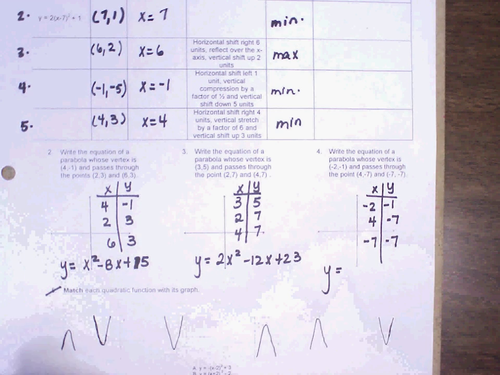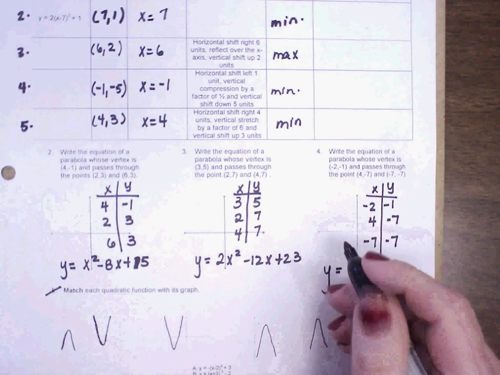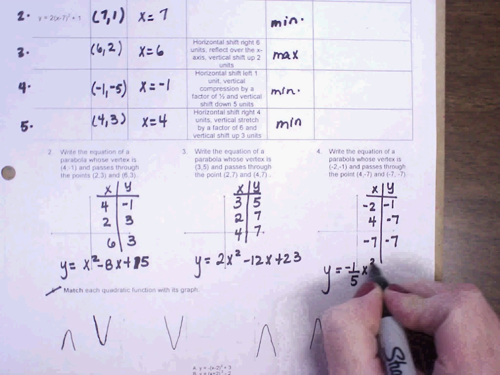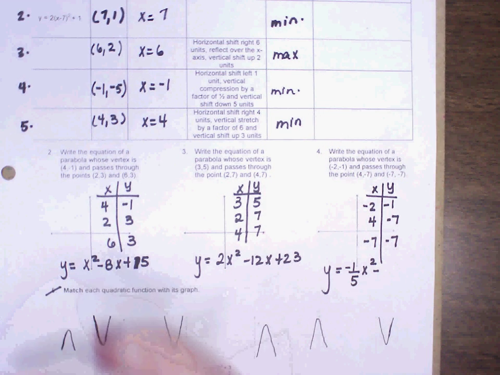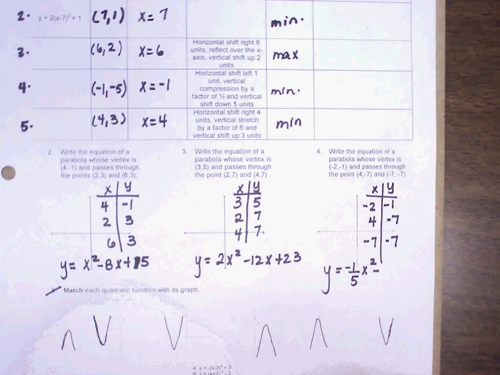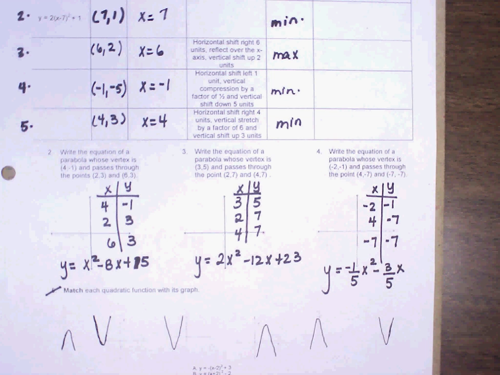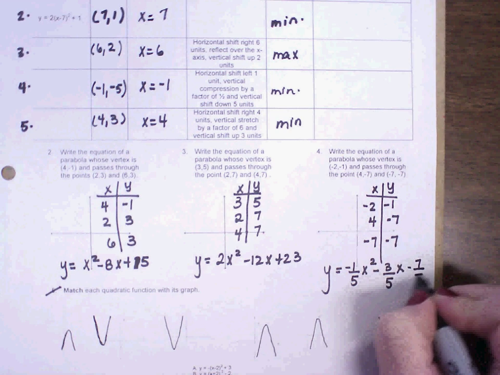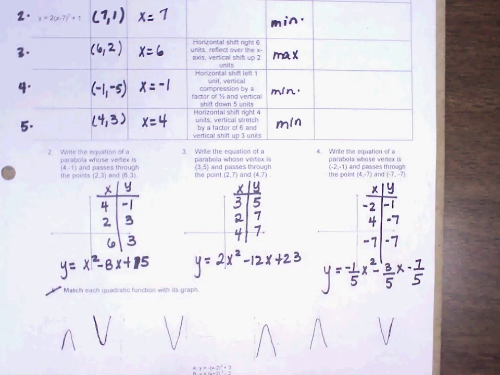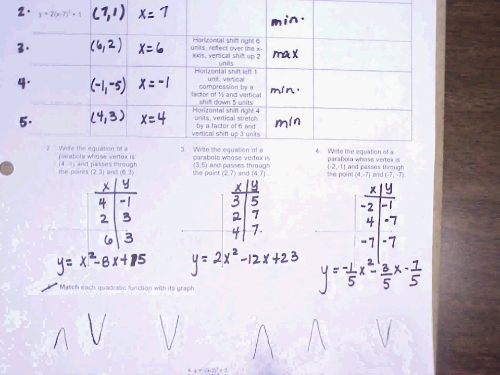All right, talk to me. Oh, I don't want decimals. Negative 1/5 x squared minus 3/5 x, double check, make sure that Evelyn is correct. Negative 7/5. So negative 1.4 is negative 7/5, right? Are we good? How do we feel about this? Don't lie to me, though.